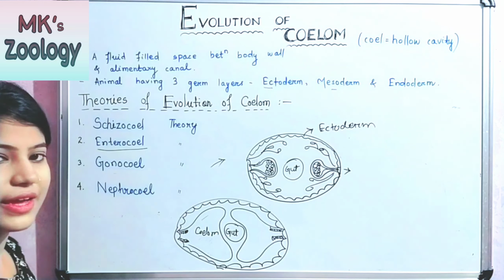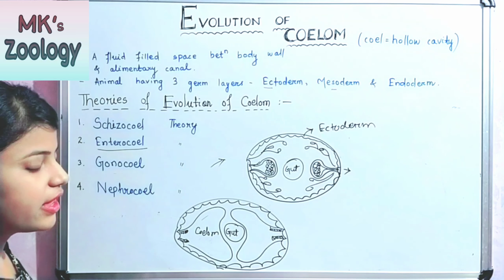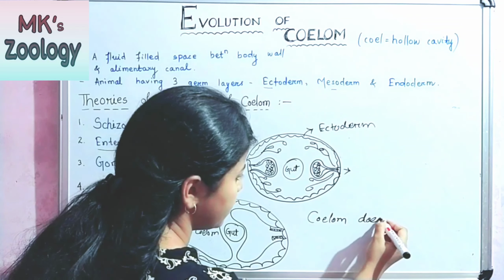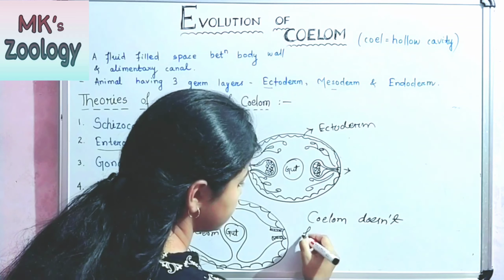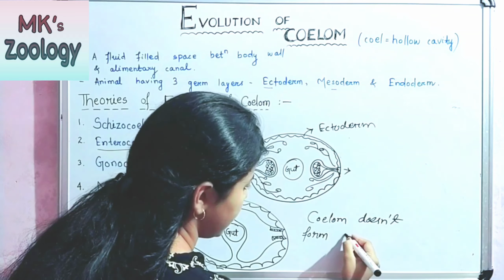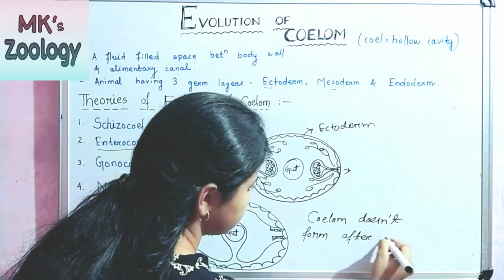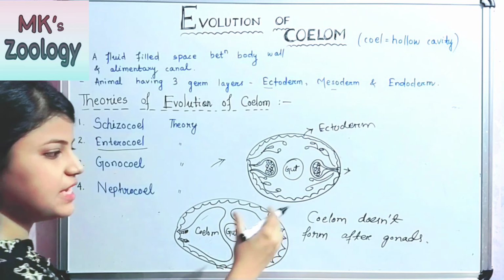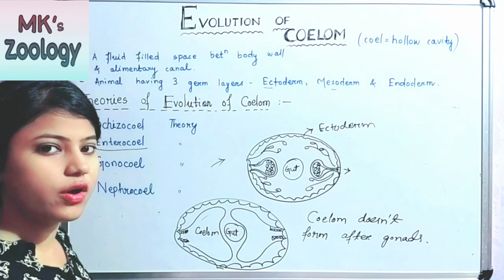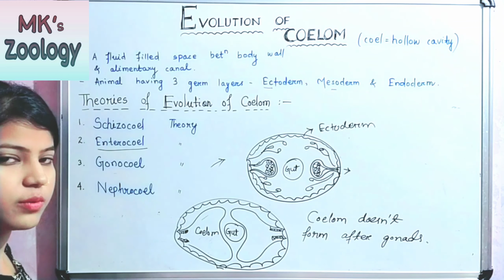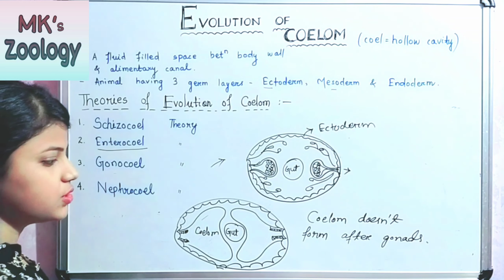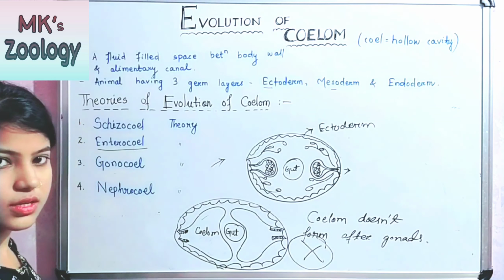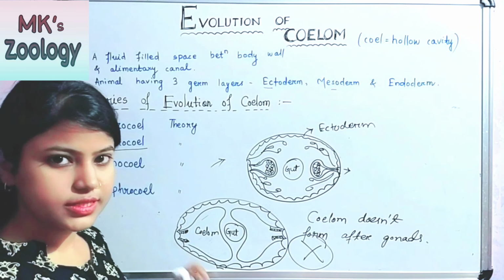But this theory has many drawbacks. Coelom doesn't form after gonads. First the coelom is formed, then the gonad is present, then gonad formation starts. Okay, so this theory has no evidence, so it is a totally wrong concept.